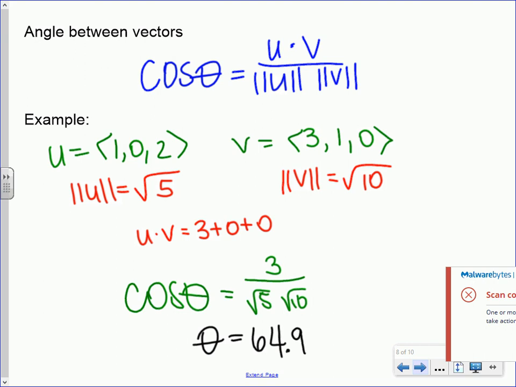64.9. Okay. What would it mean if our dot product is 0? What would happen down here?